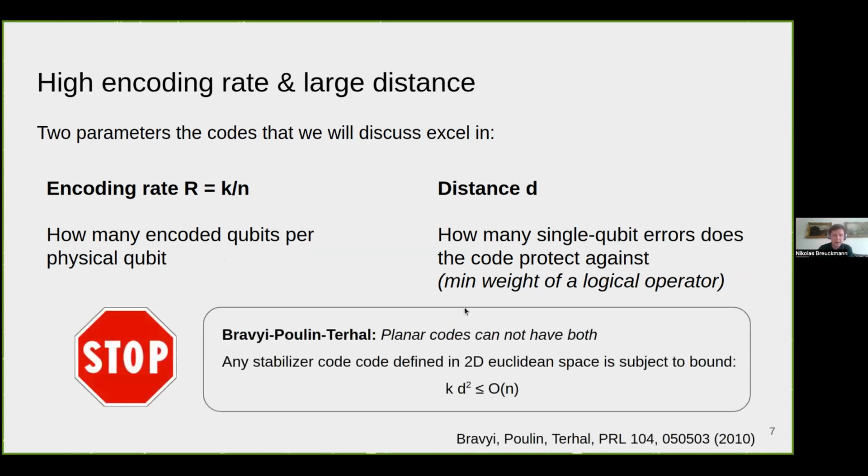There are already some no-go theorems restricting these parameters. There's the Bravyi-Poulin-Terhal bound, which tells us that if we have planar codes, something which can be laid out in 2D Euclidean space, then any code will be bound to having k times d squared bounded by the number of physical qubits n. We will see how LDPC codes can generally have more favorable encoding rate and distance.